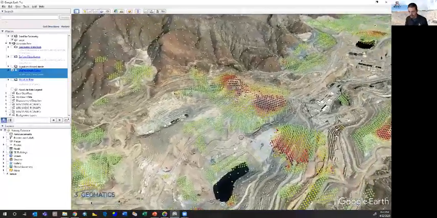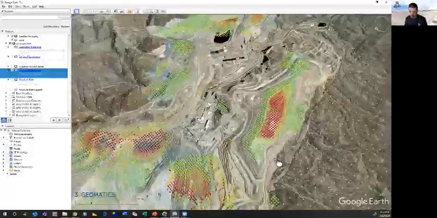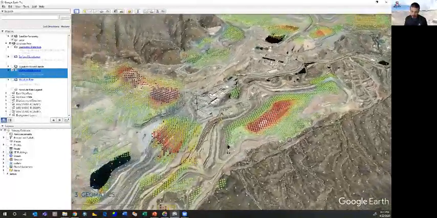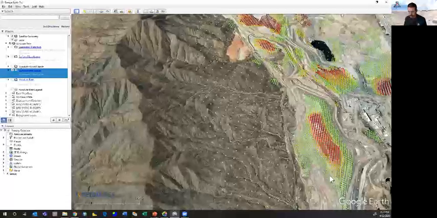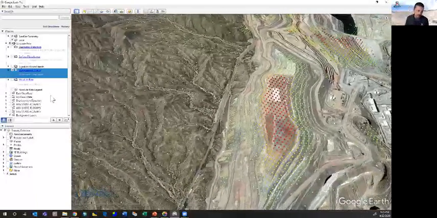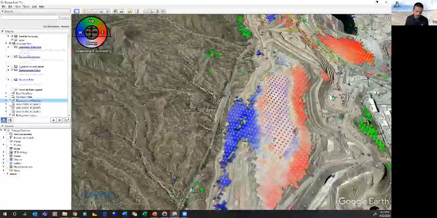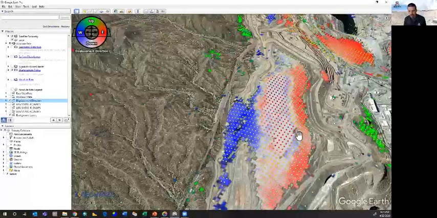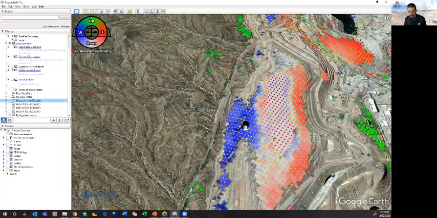But first, I want to talk about directional movement, and I'm going to do it on this dump here that's just slightly to the west of the mine. I'm going to turn Google Earth so we're facing approximately north, pretty close to north. And I'm going to turn on the directional movement map. Right now, easterly movement would be red, westerly movement would be blue, and downward movement would be white. This is looking approximately north.